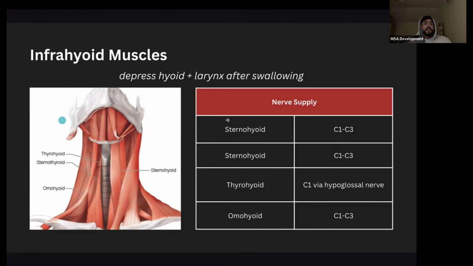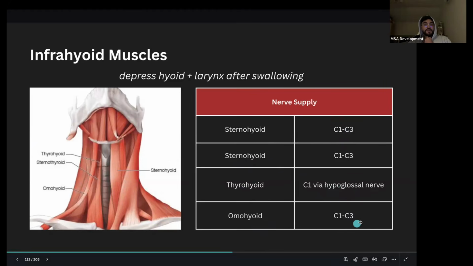So, infrahyoid muscles help with depressing the hyoid and the larynx after swallowing. So you have sternohyoid, and then you have the thyrohyoid, and then you have the omohyoid as well. All right, so if you look here, you have two sternohyoid muscles, one on each side. So it's going to be from C1 to C3. The thyrohyoid is going to be from the hypoglossal nerve, and omohyoid is going to be C1 to C3 as well.